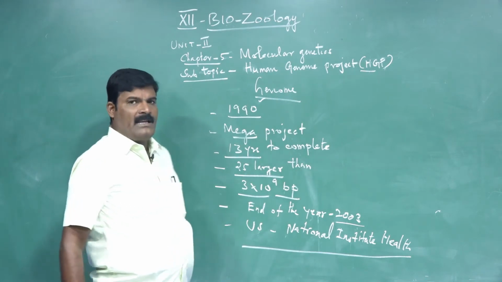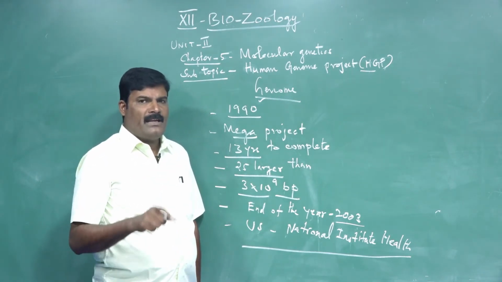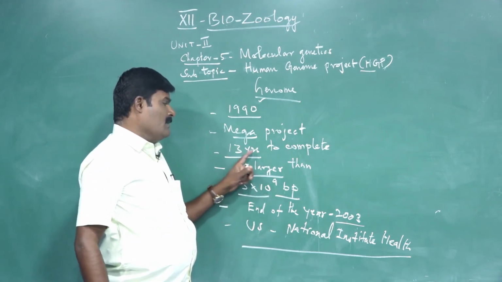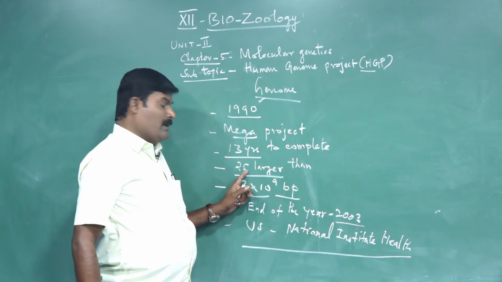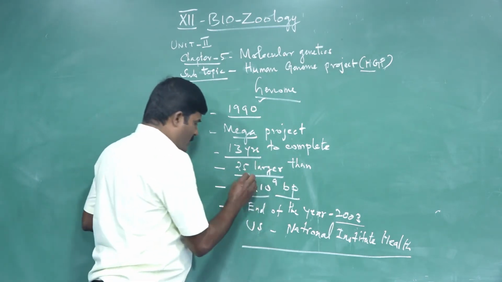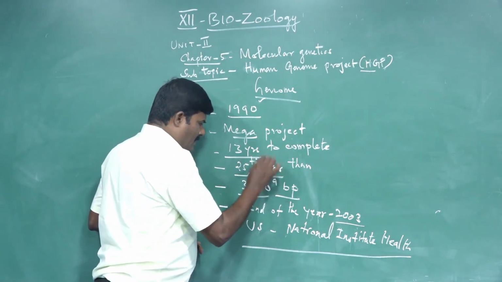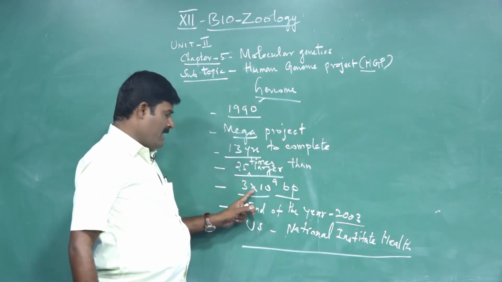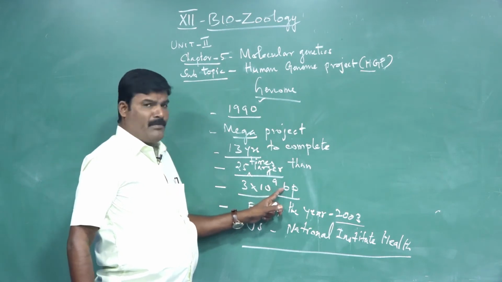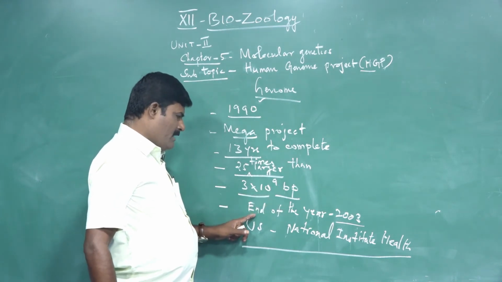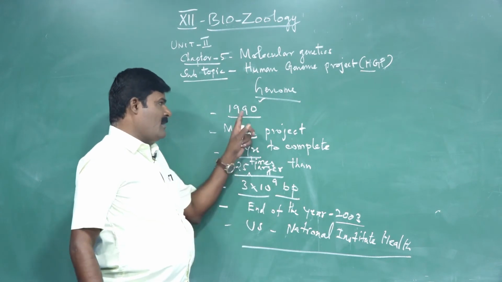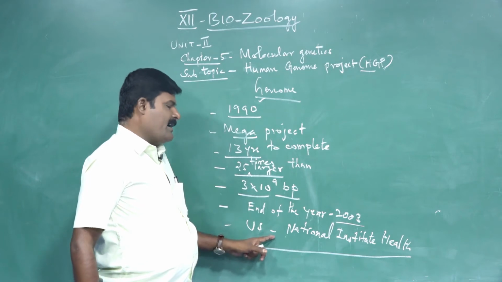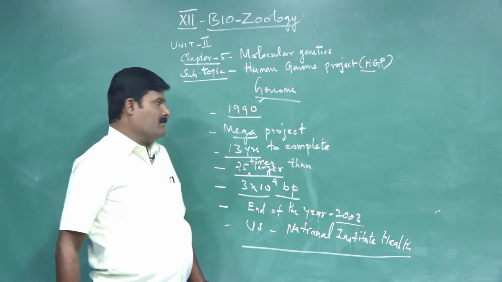So the total sequence of the DNA in a human is the Human Genome Project. It is a mega project, 13 years to complete. It is 25 times larger than any other sequence. It contains approximately 3 x 10^9 base pairs. It started in the 1990s and completed in 2003, organized by the National Institute of Health in the USA.